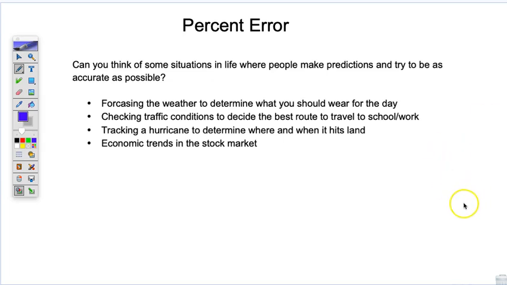Can you think of some situations in life where people make predictions and try to be as accurate as possible? Some things I thought of were forecasting the weather to determine what you should wear for the day, checking traffic conditions to decide the best route to travel to school and work, tracking a hurricane to determine where and when it hits land, or even economic trends in the stock market.